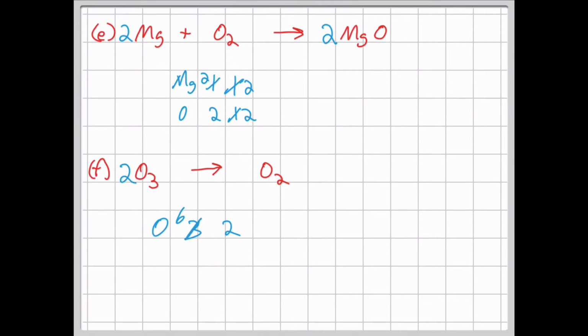On the other side, we've got oxygen. We have 2. If we just simply change that to a coefficient of 3, we'll get 6 oxygens also. I put a 3 here. I meant to put 6 there.